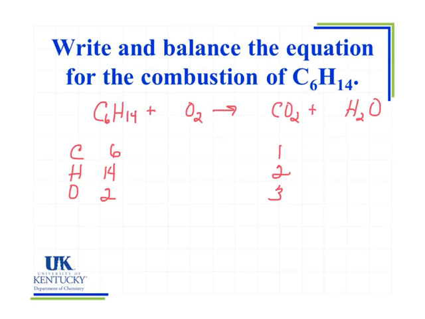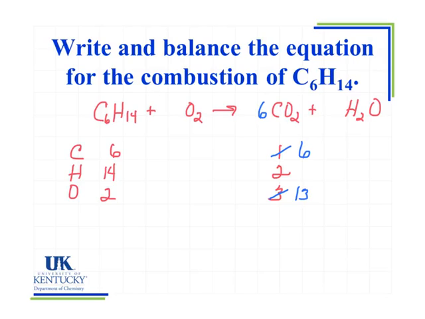So I'm going to start by putting a 6 in front of the CO2 so that I can balance the carbon. So that changes from 1 carbon to 6 carbons on the right, but notice that it also changes the number of oxygens. Now I have 12 plus 1, or 13 oxygens on the right side of the equation. So now my carbons are balanced.